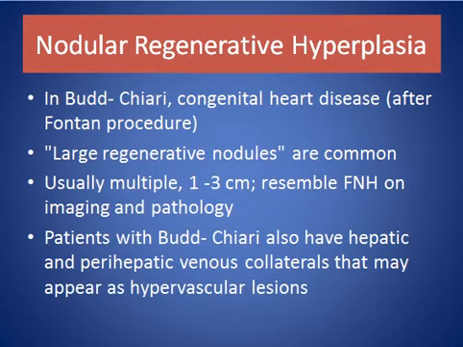Some clues for less common causes: nodular regenerative hyperplasia is seen in Budd-Chiari or congenital heart disease after Fontan operation. Large regenerative nodules are common, usually multiple, 1 to 3 centimeters, sometimes resembling FNH on imaging and even pathology. Patients with Budd-Chiari also have hepatic and perihepatic venous collaterals that may appear as vascular lesions.